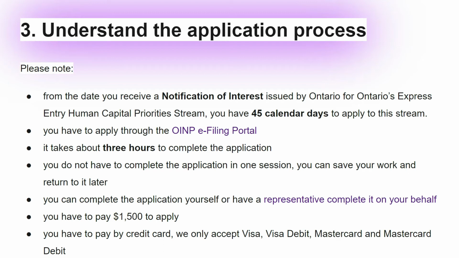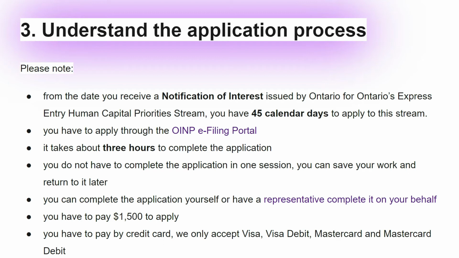And how do you apply for that? You have to go to the OINP e-filing portal, and then it will guide you throughout the process. Okay, creating your e-filing portal account and this process will take about 3 hours to complete the application, but you don't need to sit in one shot.